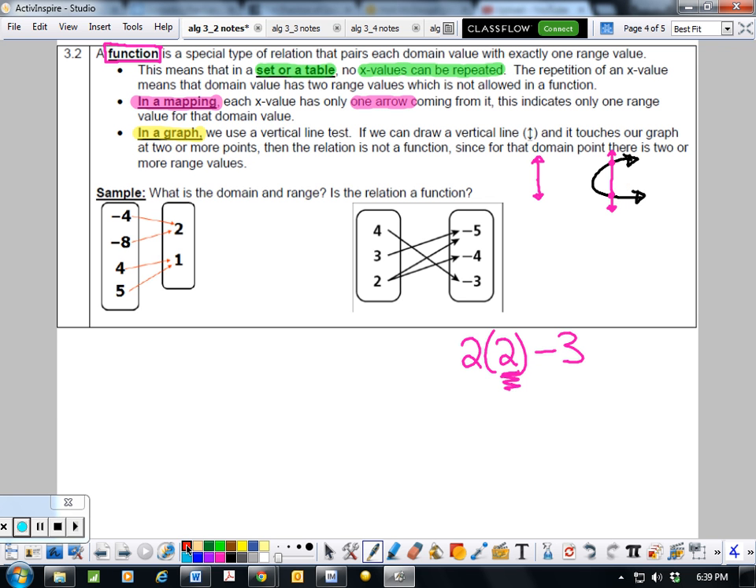So let's try some sample problems. Our first ones give us mappings, and we want to know domain. Our domain for this one is everything in the first oval or rectangle. So -4, -8, 4, and 5. And then we have a range. Everything in the second rectangle, which is 2 and 1. And now they want to know, is it a function? Because it's a mapping, we're looking up here at our mapping rule. In a mapping, each value has one arrow. So as I'm looking, 1 arrow, 1 arrow, 1 arrow, 1 arrow. So yes, it's a function.